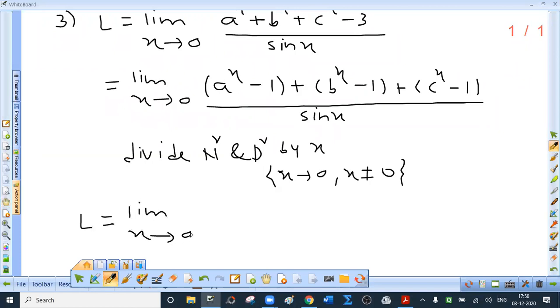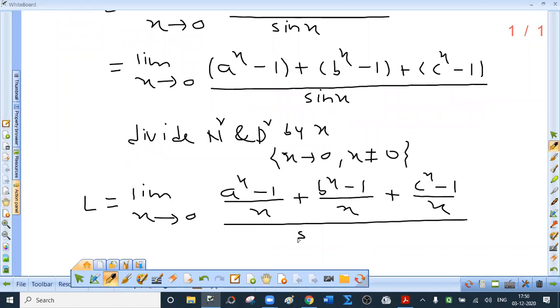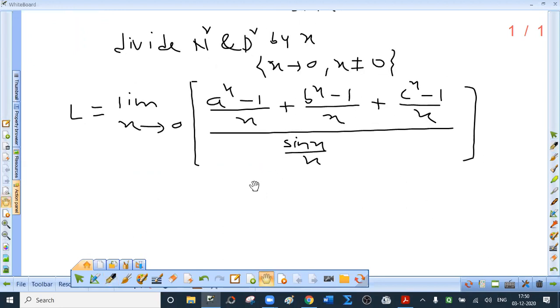the limit as x tends to 0 of (a raised to x minus 1 upon x plus b raised to x minus 1 upon x plus c raised to x minus 1 upon x) upon (sin x upon x). Okay. Next step, the limit of a quotient is the quotient of limits as the limit of the denominator is not equal to 0, and the limit of a sum is the sum of limits.